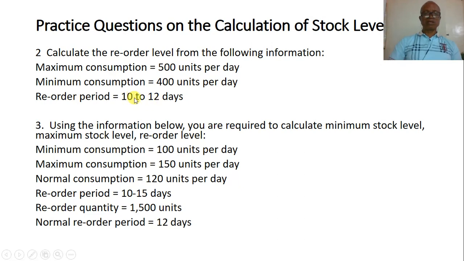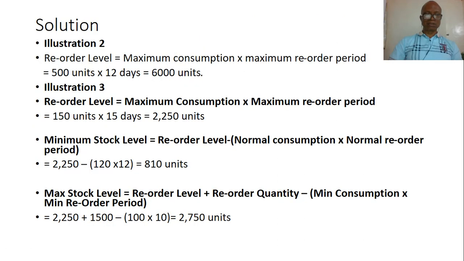So this is the minimum. Then there's an average, which is like normal or average lead time, and then we have the maximum. The formula for calculating our reorder level is maximum consumption times maximum reorder period, that's 12 days. Let's look at the solution here. Reorder level is 500 times 12. That will give you 6,000 units. So the reorder level here is 6,000 units.